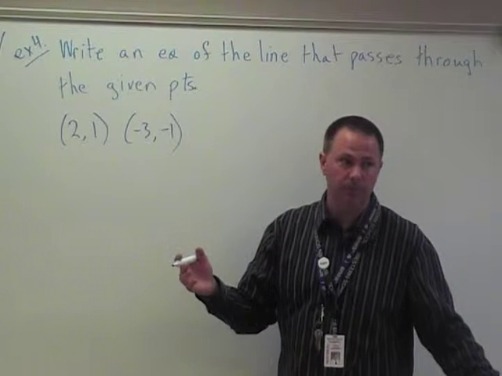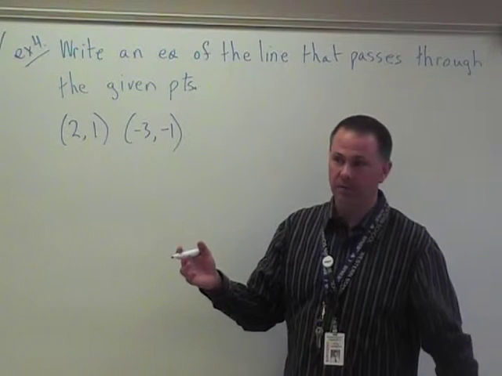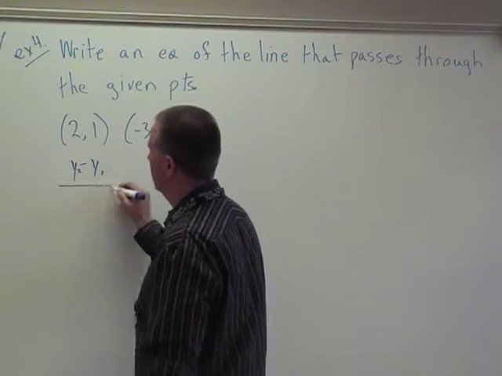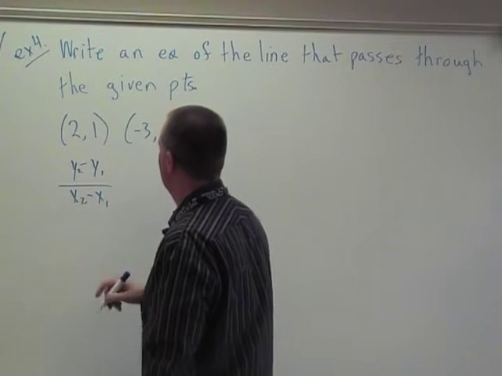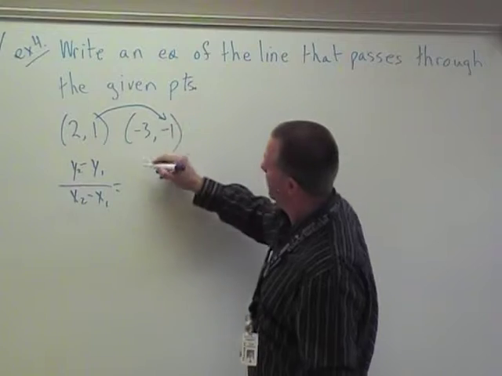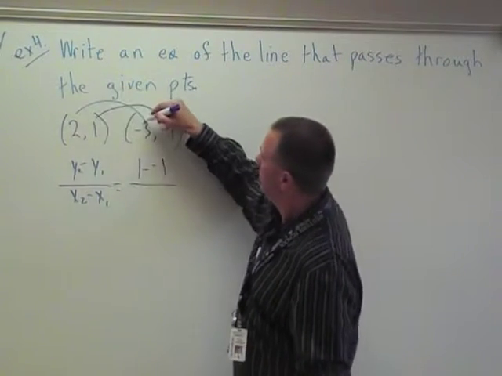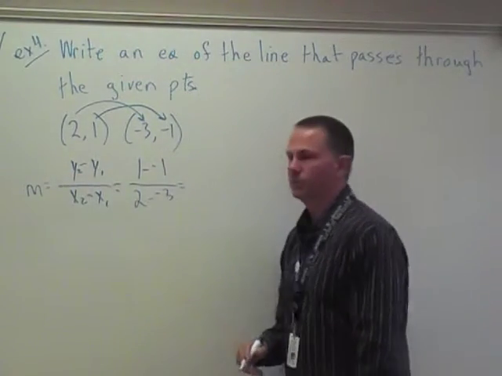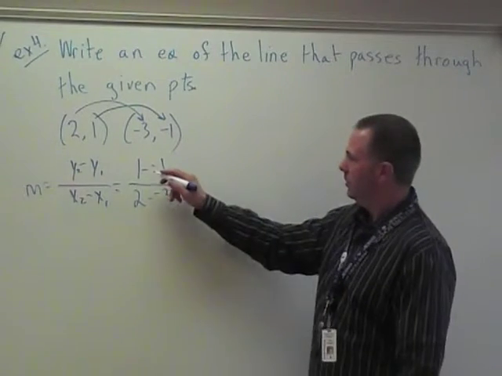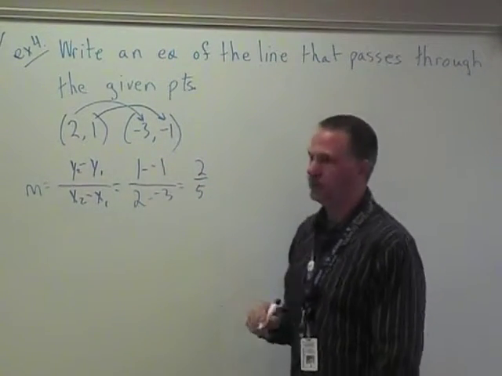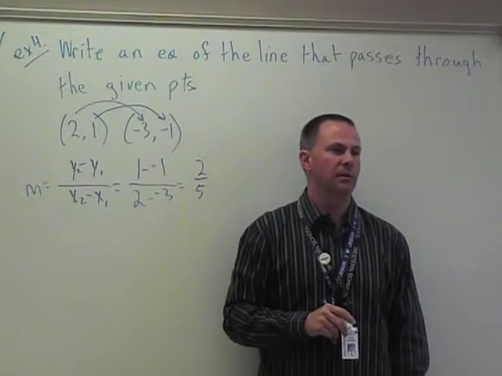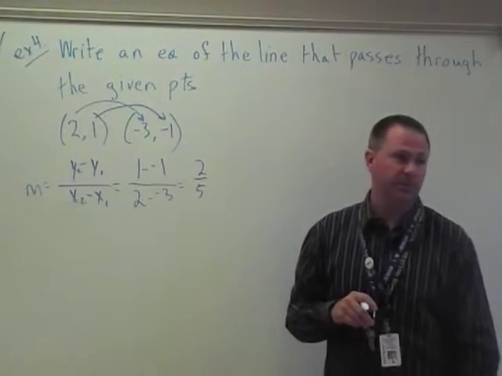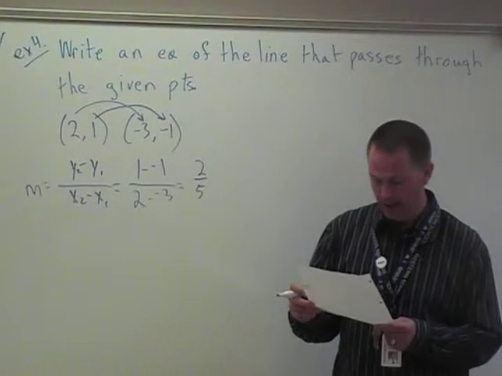How do I find slope? y2 minus y1 over x2 minus x1. Okay, so let's do 1 minus a negative 1, over 2 minus a negative 3. So this is slope. What do you get? 2, 5. This is positive 2, that's positive 5. We got 2/5. Okay. I know I'm going fast. All right, so now you have half of your equation. Now you have to find the intercept, where it crosses the y-axis.